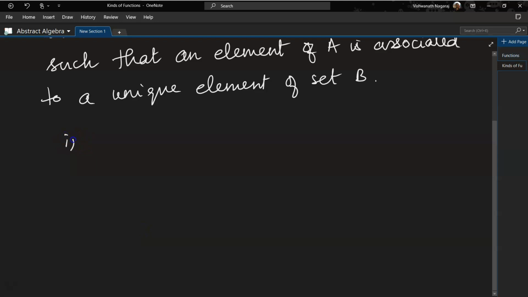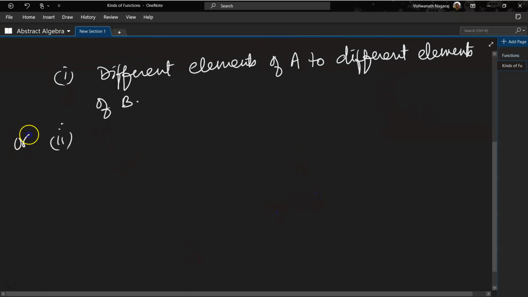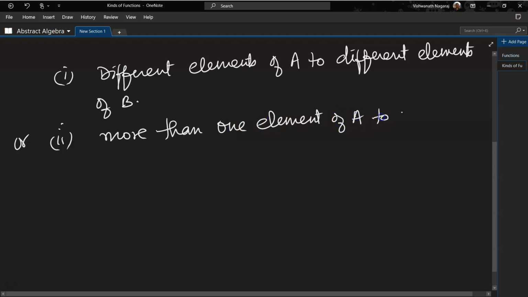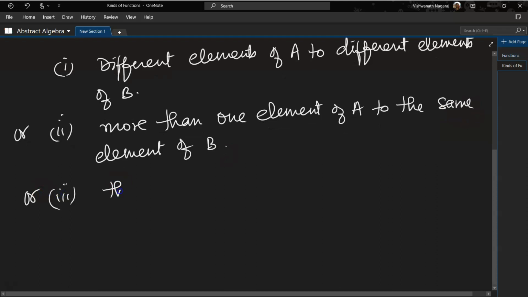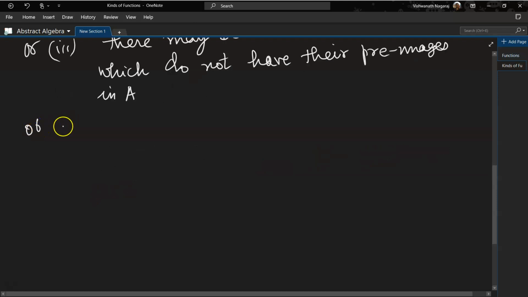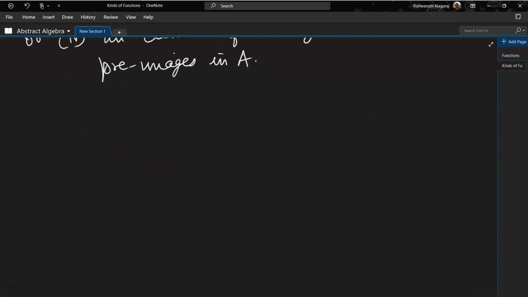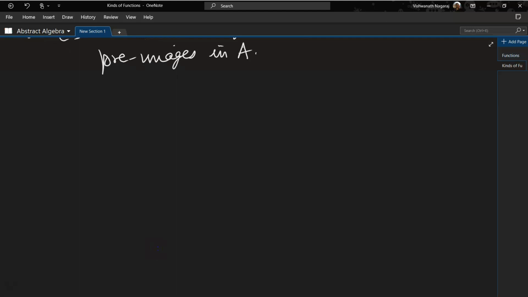So based on the above, what we can say is different elements of A can be associated to different elements of B. Or we could have more than one element of A associated to the same element of B, or there may be some elements in B which do not have their pre-images in A, or there could be another situation, all elements of B may have their pre-images in A. Okay, so based on these points, we can categorize or name the kinds of functions.